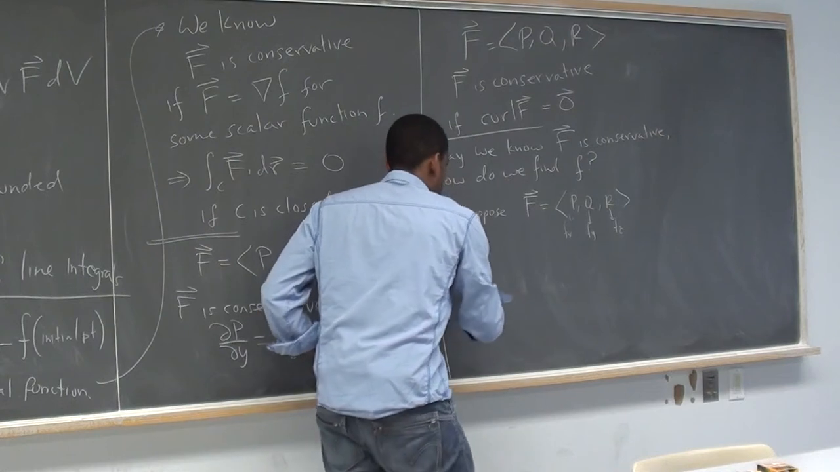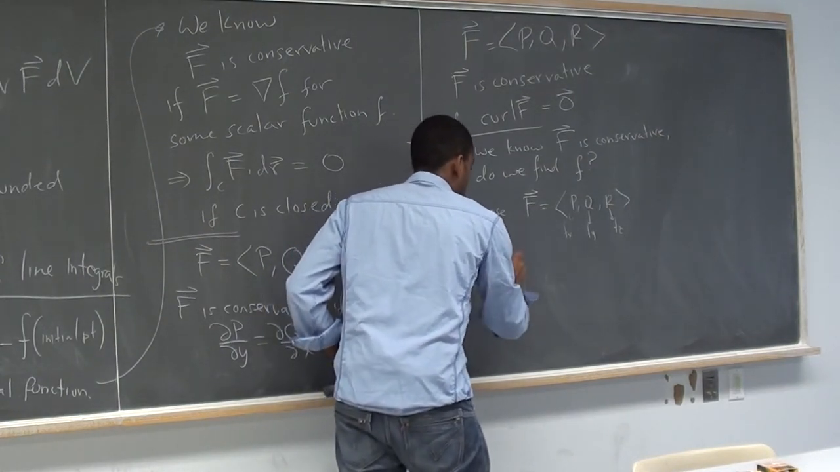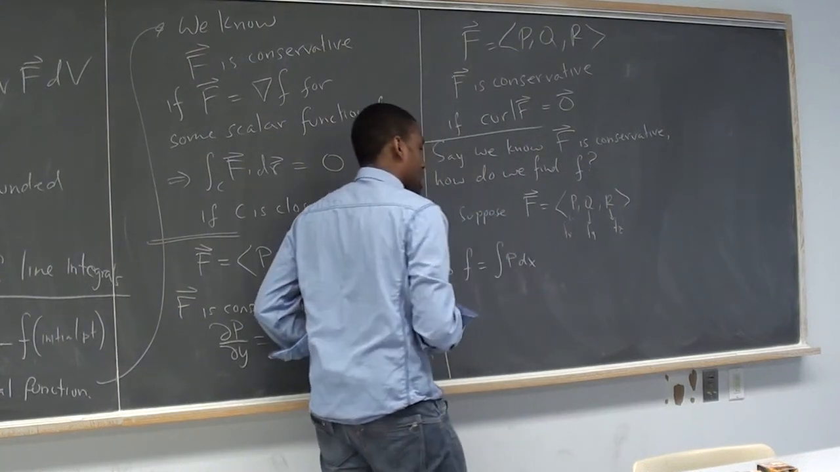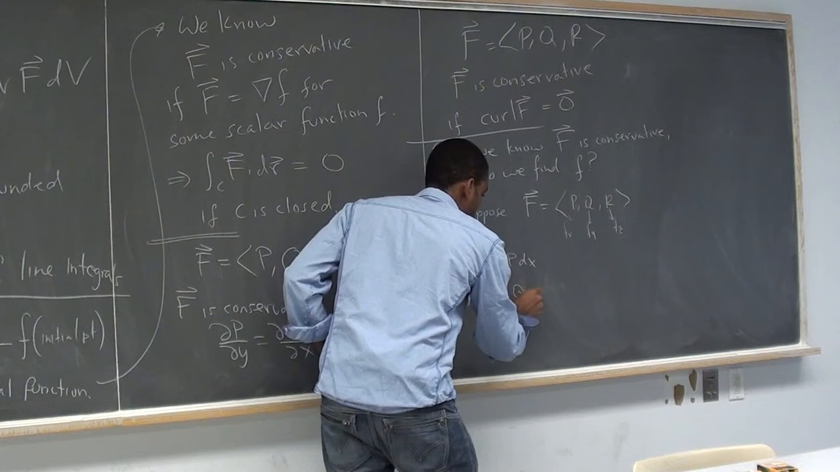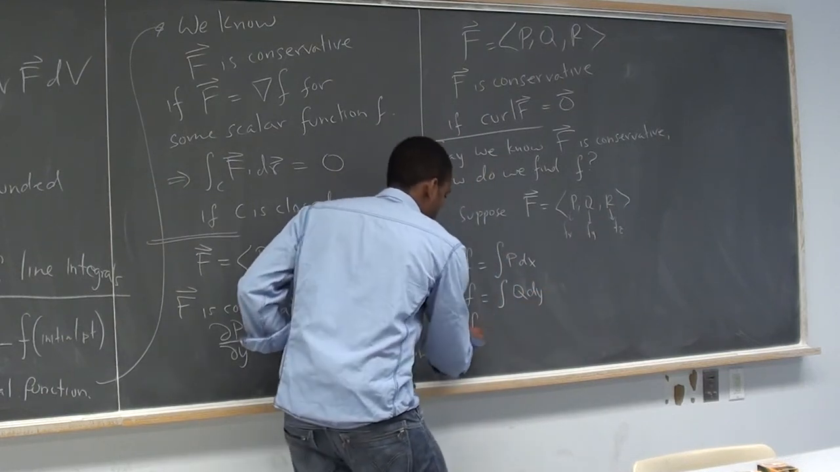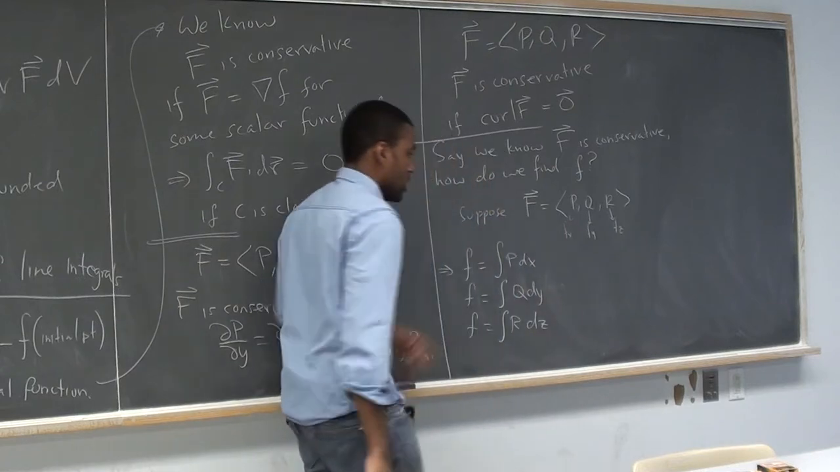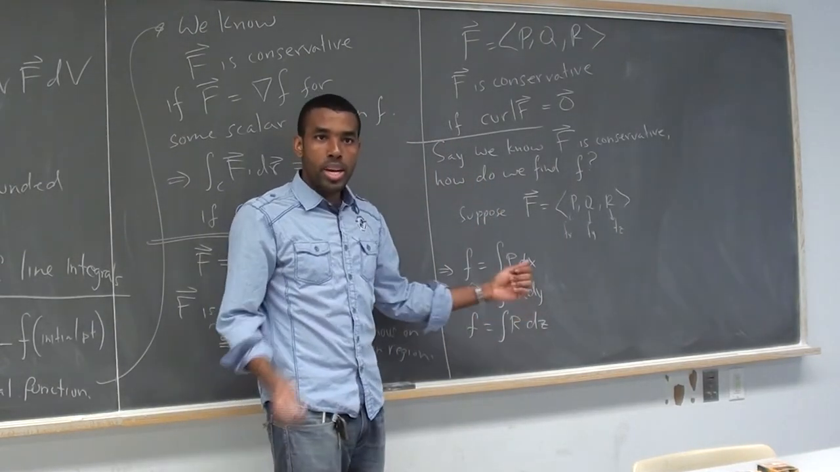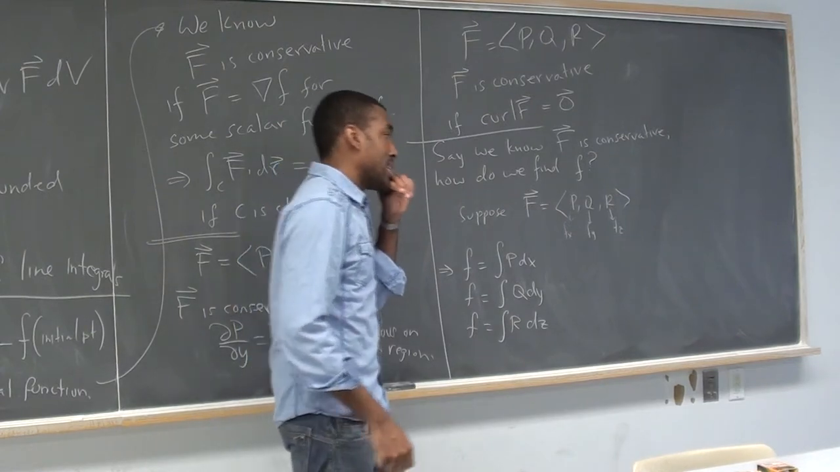This means that your f would actually be the integral of p with respect to x, and at the same time it has to be the integral of q with respect to y, and at the same time it has to be the integral of r with respect to z, right? So you can compute all these integrals and pick out the functions that show up, right?